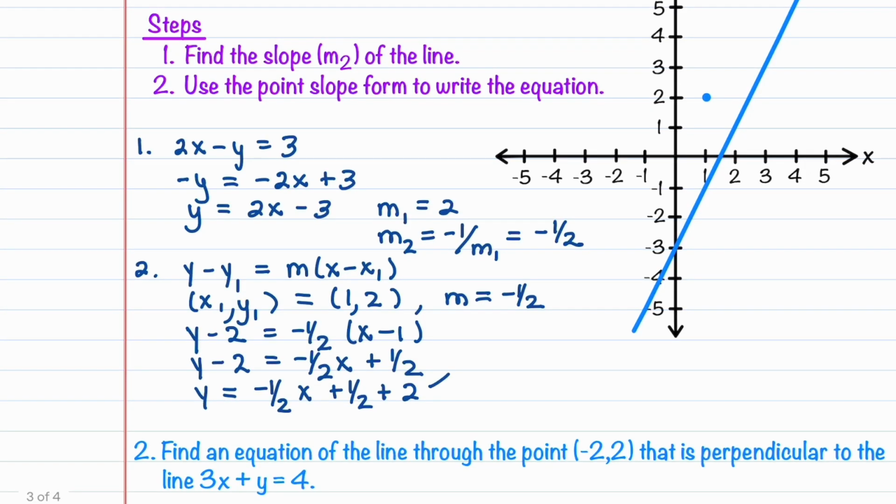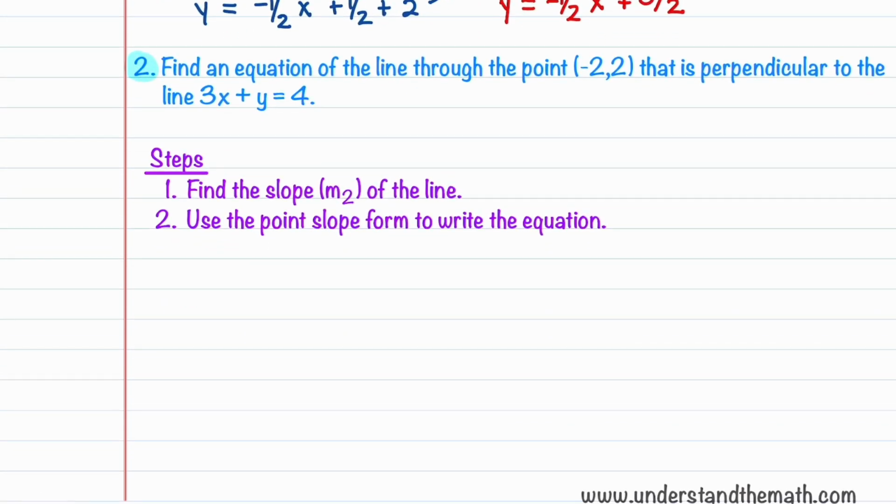And we can think of our 2 as 4 over 2 so that we can add our fractions a little bit better. And this is going to give us the equation y is equal to minus 1/2 x, and we have 1/2 plus 4/2, which is 5/2. So we add 5/2. And that is the equation of our line perpendicular to our given line and going through the point 1, 2. Let's go ahead and graph this so that you can see what it looks like. Now you can see on our graph that our lines are indeed perpendicular.